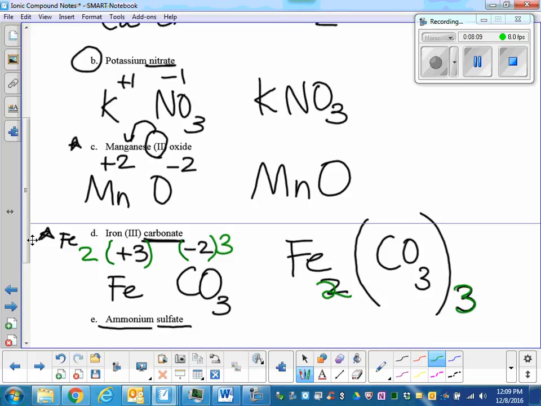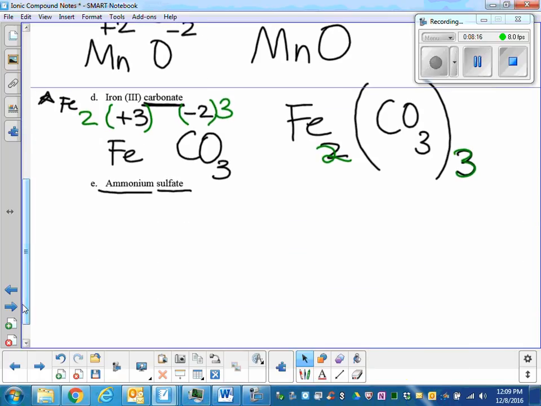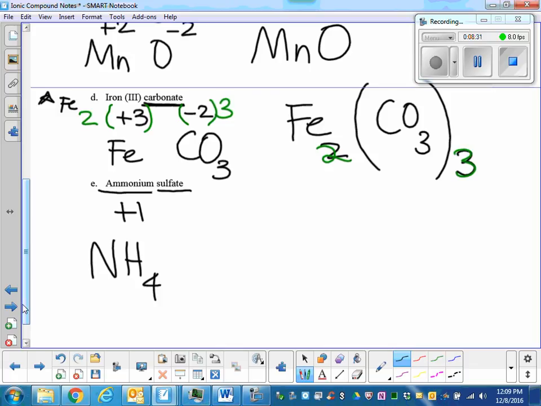Do we understand it? All right? Let's do the next one. Ammonium. Will I find ammonium on the periodic table? No. It is a polyatomic ion. What is the formula? NH4 plus 1. Correct? Will I find sulfate on the periodic table? It is a polyatomic ion.